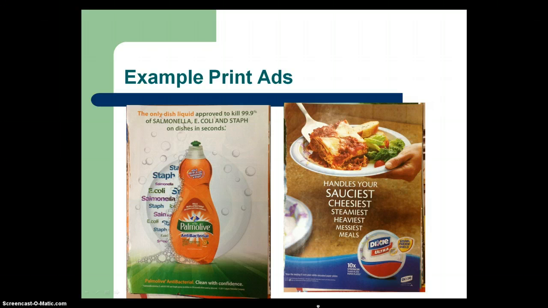Okay, so here are a couple of examples of print ads that rely on this kind of facts and figures model, where you're given specific numbers that supposedly will convince you that this is the way to go. For example, here we have this product is, quote, approved to kill 99.9% of these germs. However, notice that it doesn't say they actually have proof that it does that, just that it's allowed to do it or approved to do so.